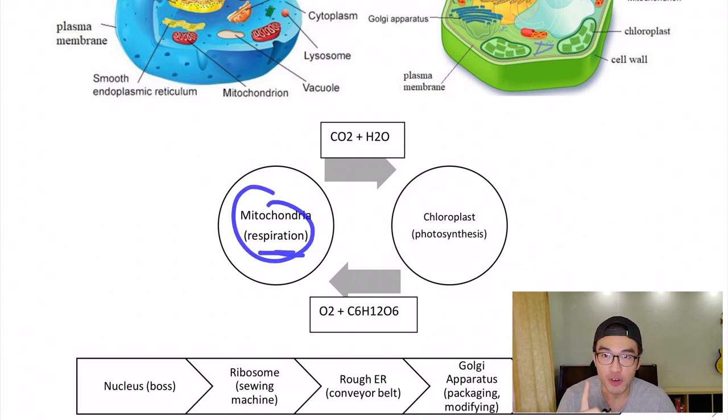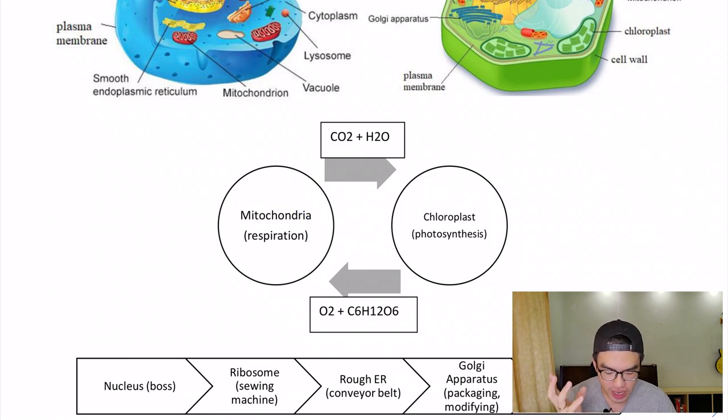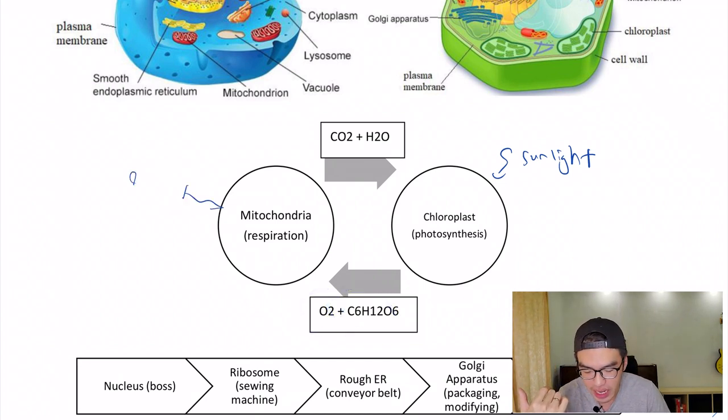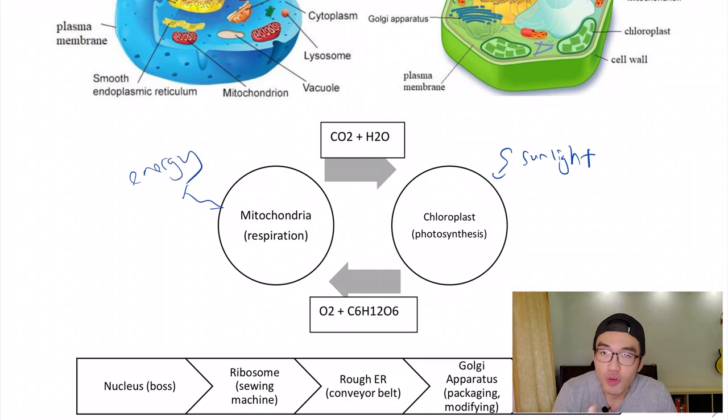Mitochondria will do respiration. As you know, respiration will take oxygen and glucose, and then convert them into carbon dioxide and water and pass it to the chloroplast. Chloroplast will carry out photosynthesis, which is the reverse. They will use carbon dioxide and water, getting the energy from sunlight, and convert these raw ingredients into oxygen and glucose. So we get the energy out from the other end. We use this energy for growth, reproduction, mitosis, and so on.